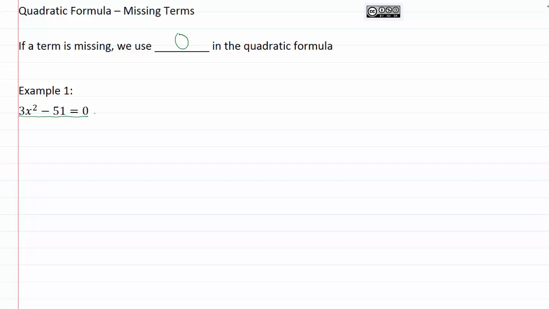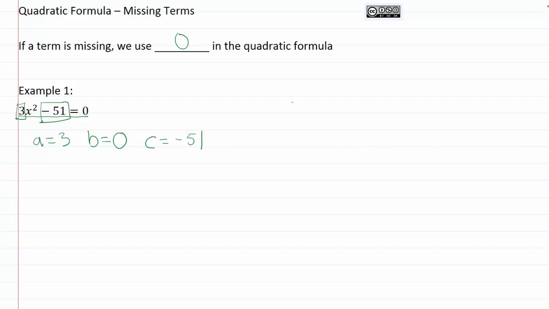So for this problem, we're going to be able to identify that this is an a. Our a is equal to 3, and that this number right here is going to be our c. So c is equal to negative 51. But since we don't have an x term, we're not sure at first what we should put in for b. And so this video is all about how, if you're missing a term, you're going to use a 0 right there in the quadratic formula.